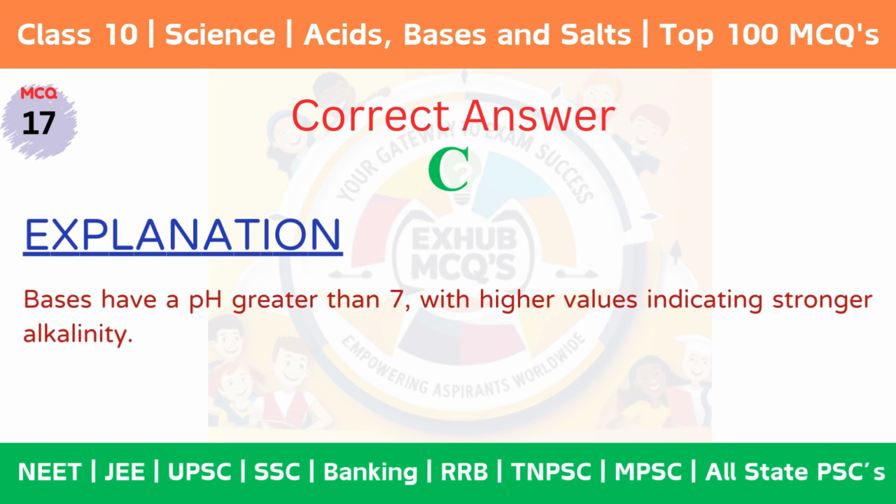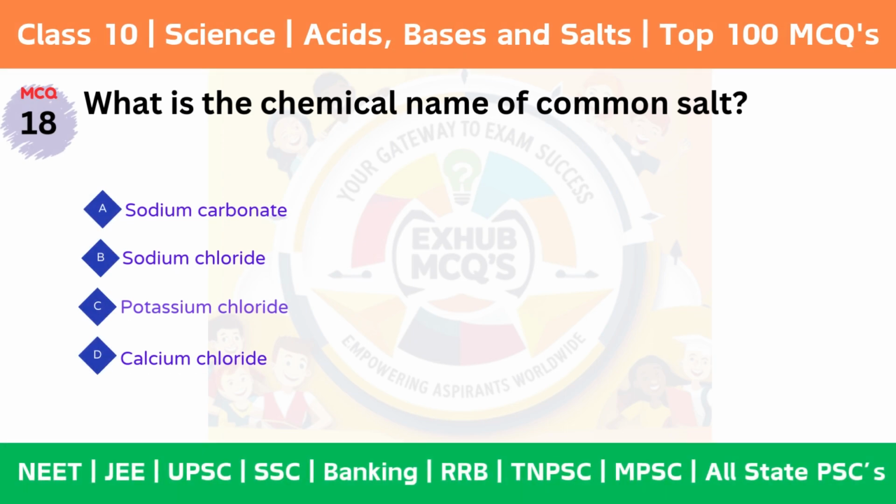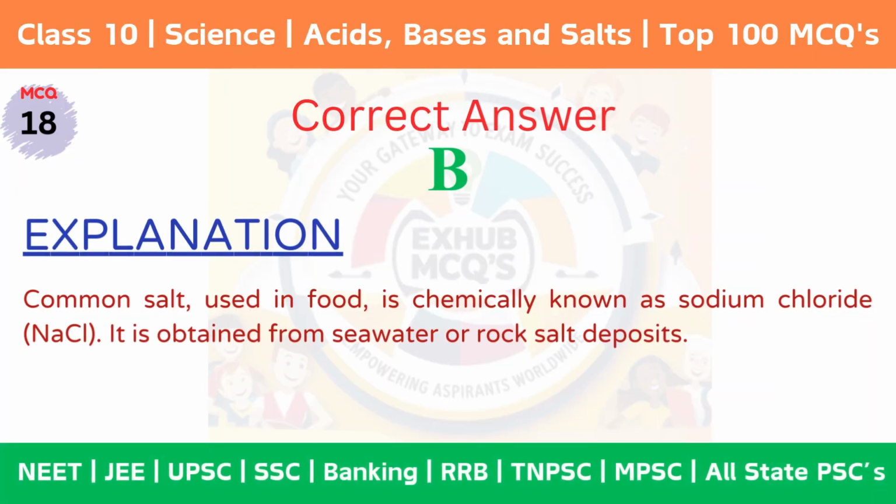Explanation. Bases have a pH greater than 7, with higher values indicating stronger alkalinity. For example, sodium hydroxide has a pH close to 14, while ammonia has a pH closer to 11. MCQ 18. What is the chemical name of common salt? Option A, sodium carbonate. Option B, sodium chloride. Option C, potassium chloride. Option D, calcium chloride. The correct answer is option B, sodium chloride.